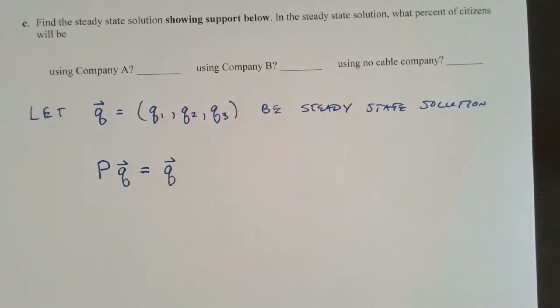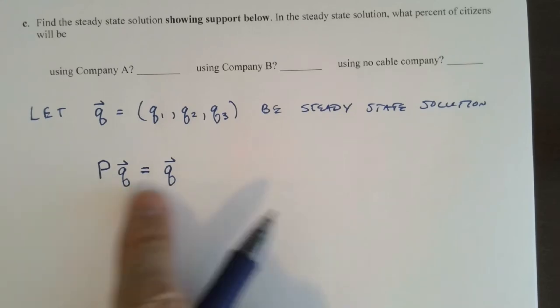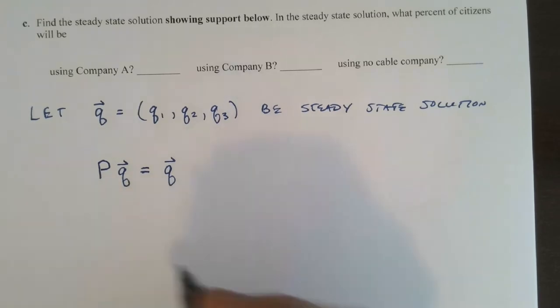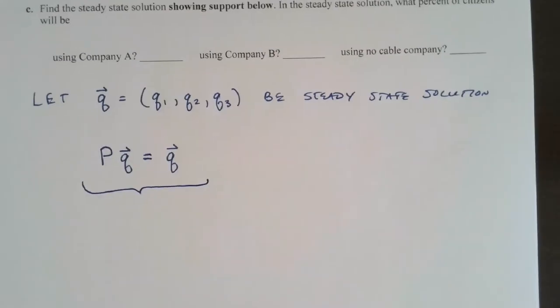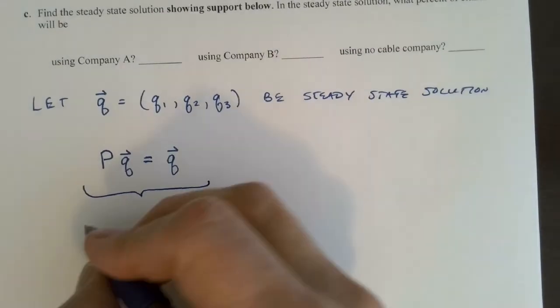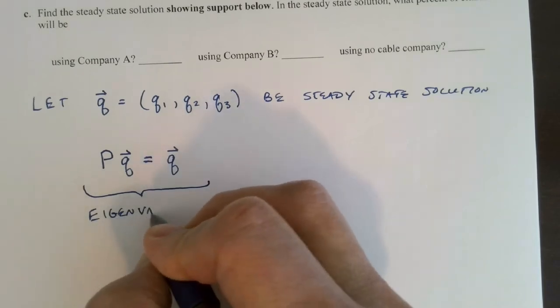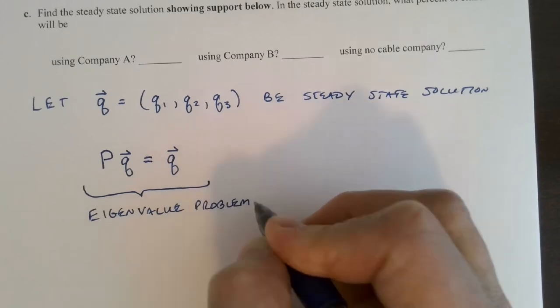What problem is this? This should look almost familiar. Instead of using P, think of what we usually use: A for our matrix. Instead of Q, we usually use X. What about AX equals X? What does that type of problem make you think of? Something we just did. It's an eigenvalue problem. Actually, it's an eigenvector problem, as we'll see.